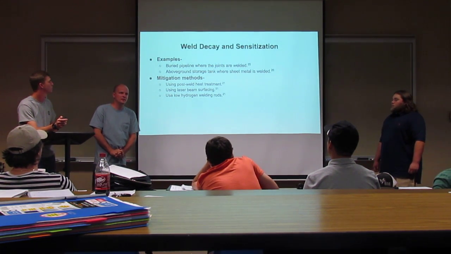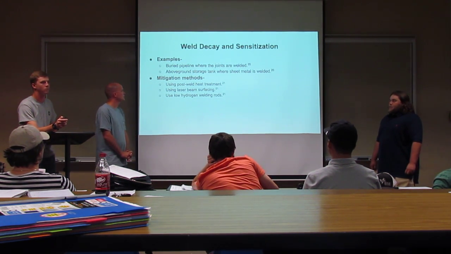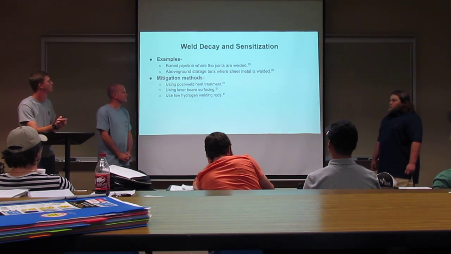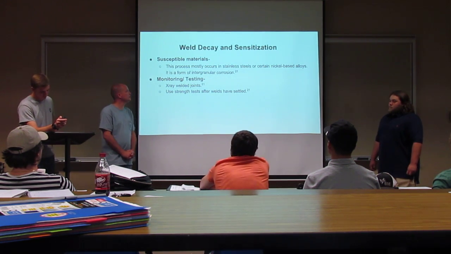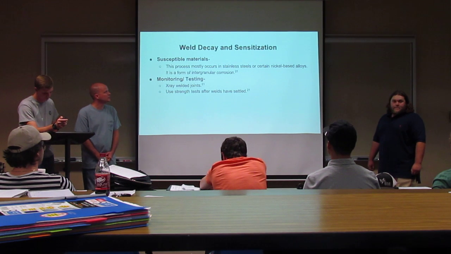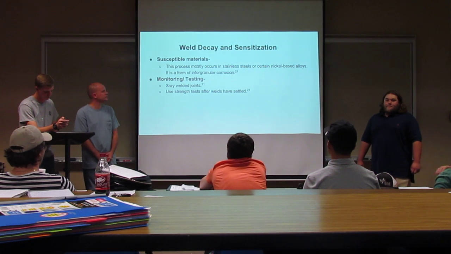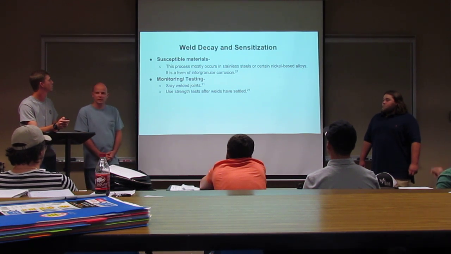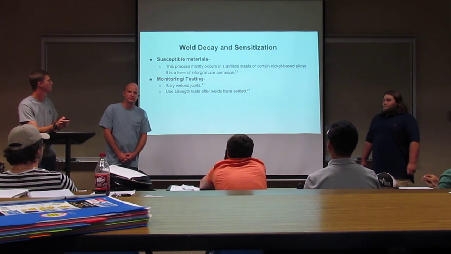Mitigation methods: the way to prevent this is to use post-weld heat treatments on your welds, use laser beam surfacing, and use low hydrogen welding rods. Susceptible materials: this process mostly occurs in stainless steels or certain nickel-based alloys. It is a form of intergranular corrosion. The best way to test for this is X-raying the weld joints and using strength tests after welds have settled.